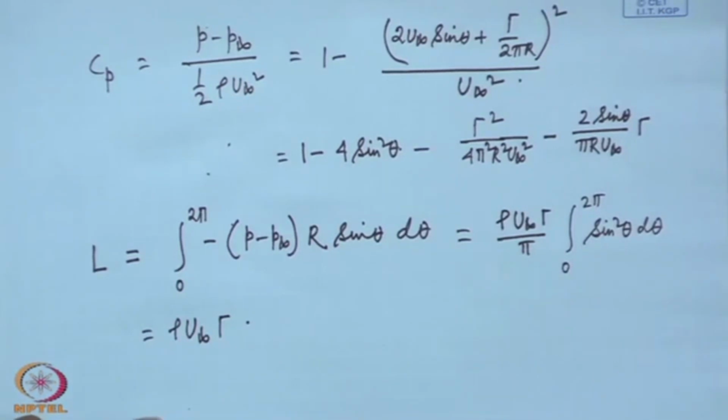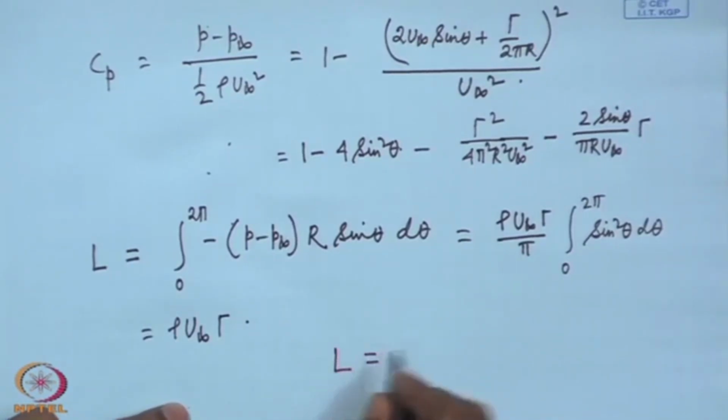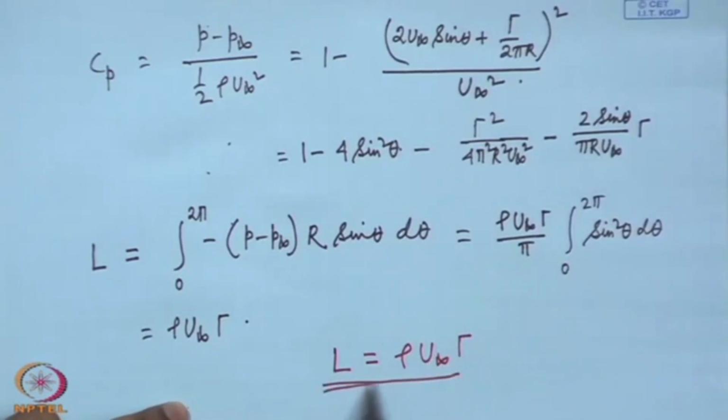So, we have got this very important and very general result that lift is rho u infinity gamma, or most importantly that lift is linearly proportional to gamma. So, you see the importance of circulation.